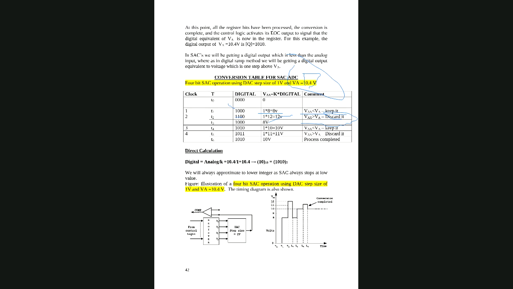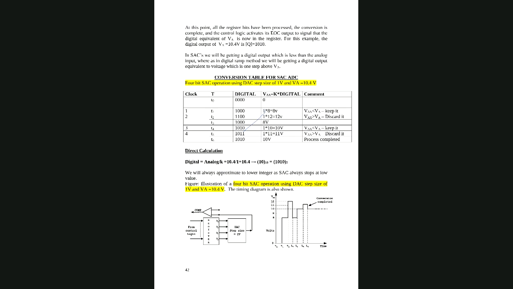So now how many positions have we fixed? We fixed 2 positions now, so we have 1000. Then we make the third position 1, giving 1010. It becomes 10 volt. 10 is less than 10.4, so we will keep it. And then we make the last bit, which is the LSB, 1.